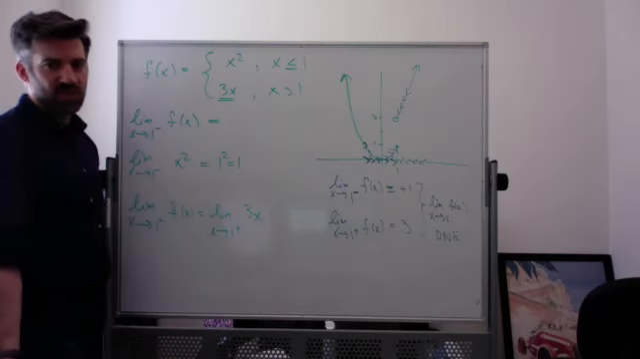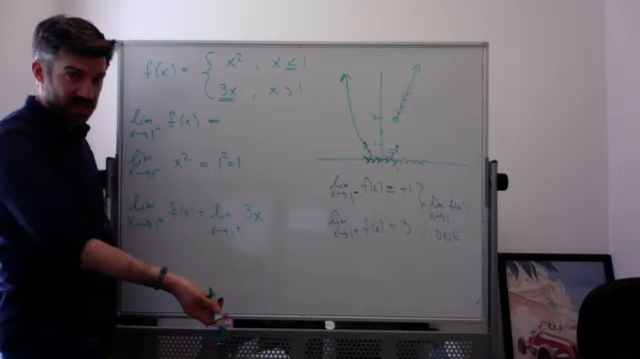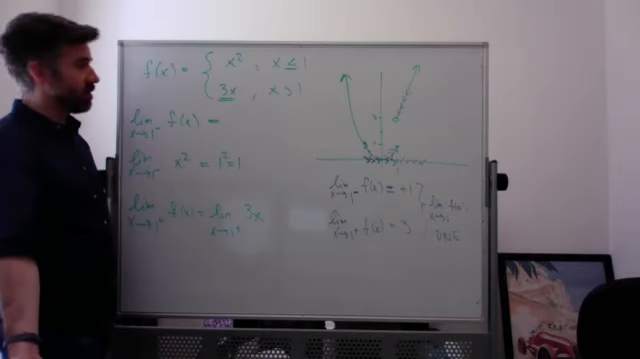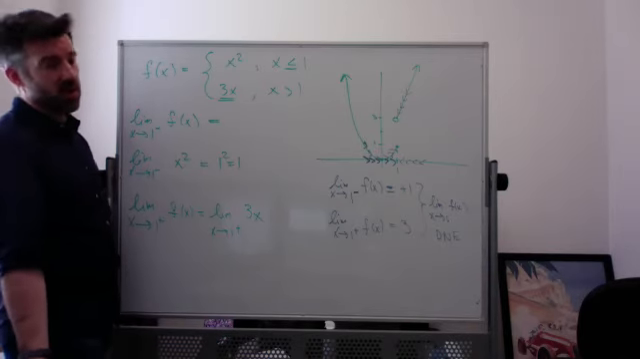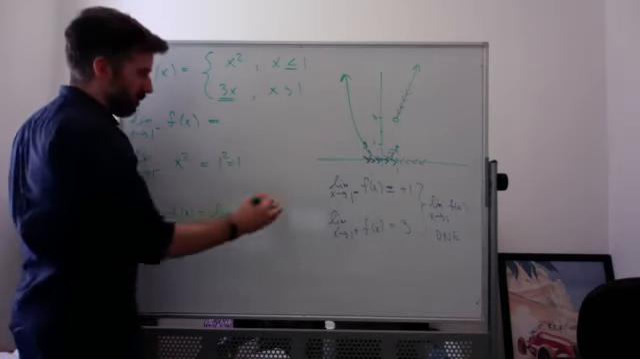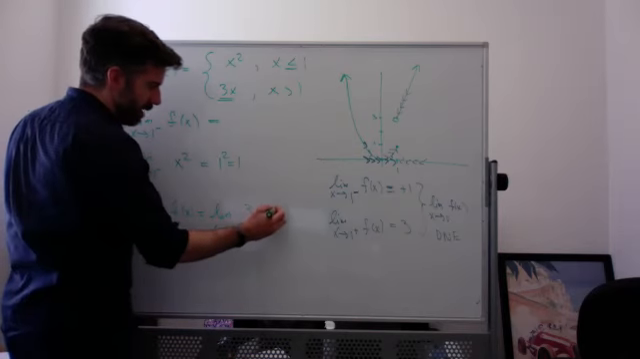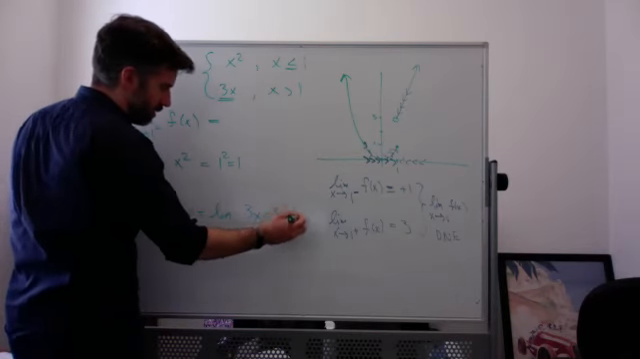Now I've definitely seen people do something like plug in 2 here and get 6 because they're like, oh, it should be a little bit bigger than 1. No. Even though we don't actually get to 1 from the right, we're still going to plug in 1 and get 3 times 1, which is 3.